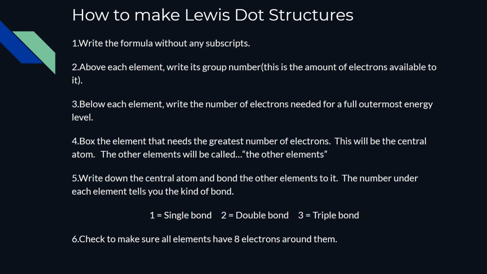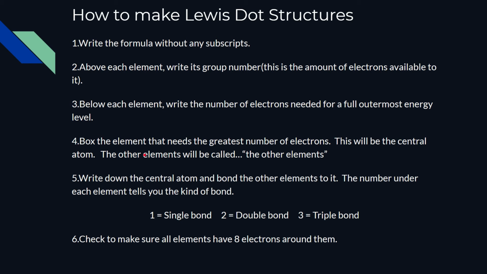Then above each of the elements, you're going to write the group number it is in. This will tell you how many electrons are available to it. Below each element, you're going to write the number of electrons needed to fill the outermost energy level. In number 4, we're going to box the element that needs the greatest number of electrons. This will be the central atom. We call the other elements the other elements.